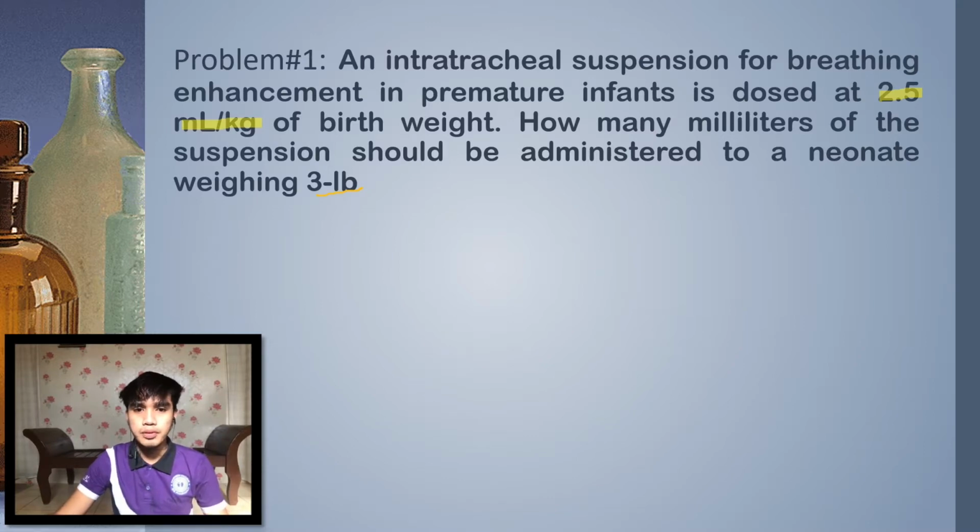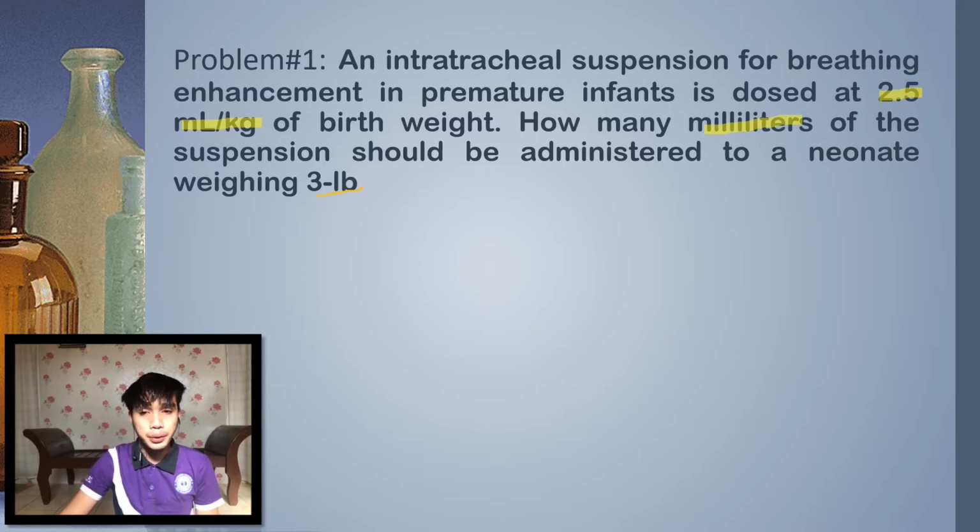So, how do we calculate the dose of the neonate given the dose of a premature infant using ratio and proportion? That's the question here. So, what is the first thing we will do? First, we need to identify what unit is asked in the problem. Here in our problem, we are asked for how many milliliters.